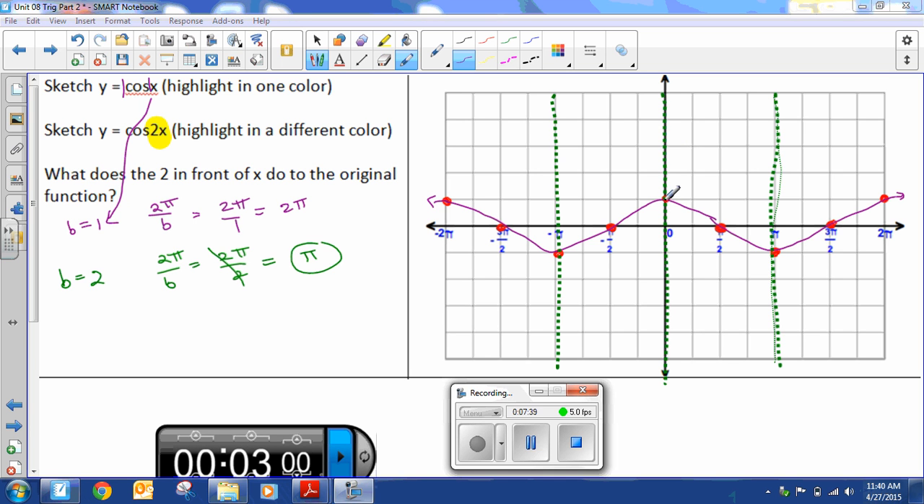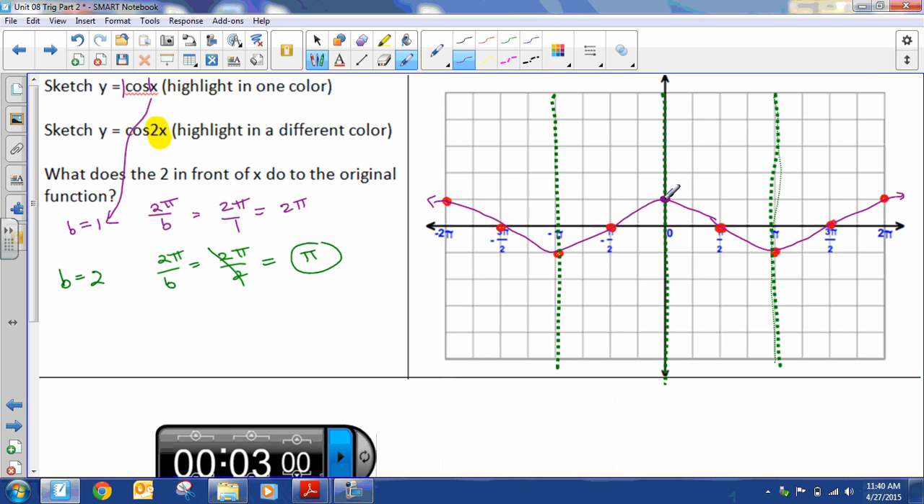So the amplitude's not changed. That's still there, right? Still there at 1. But this time, since we start at 0, we're going to end where we start at pi, because that's our new full cycle, 0 to pi. Also, the lowest low at negative 1 happens halfway, right, between 0 and 2 pi, and halfway between 0 and pi is right here at pi over 2.